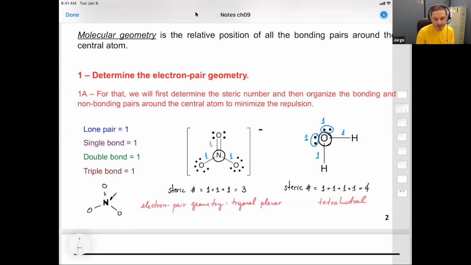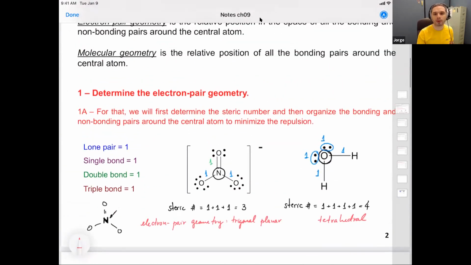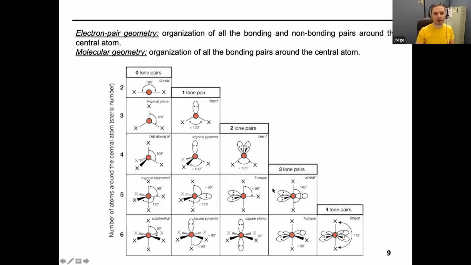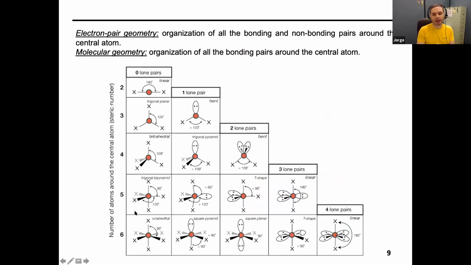Okay, that's almost done to get the molecular geometry. Okay, go back to the PowerPoint. So now finally, to get the molecular geometry, we are going to place the atoms in the available positions. And you can always refer back to this table.